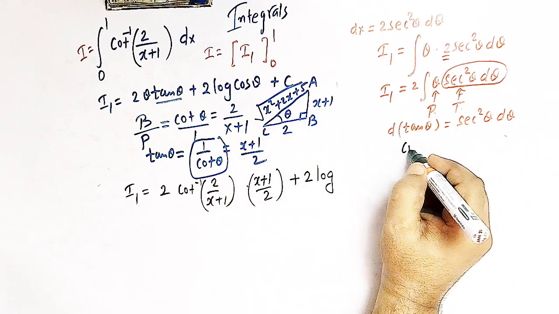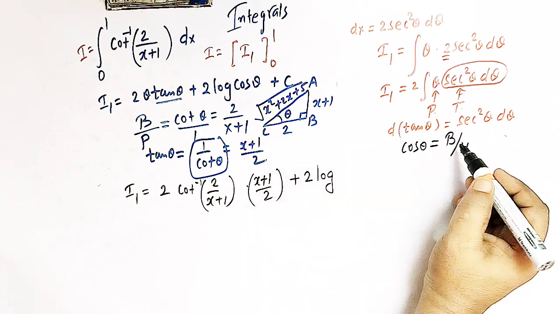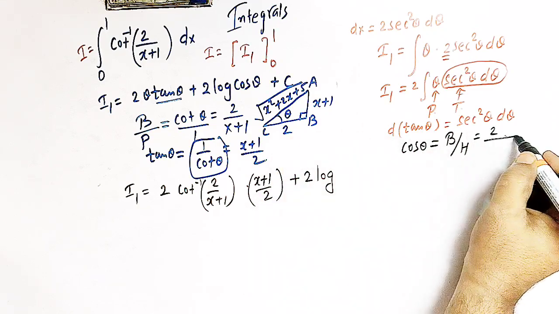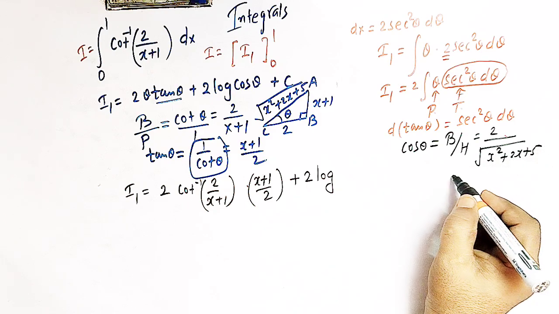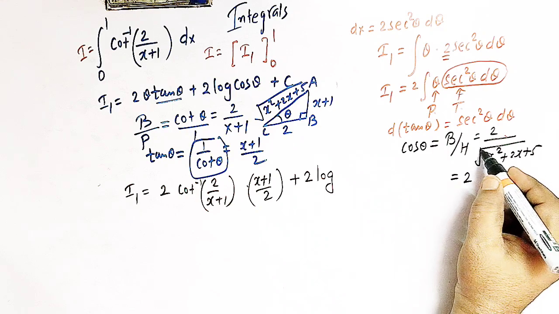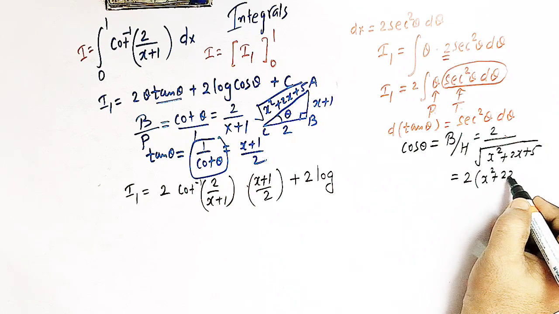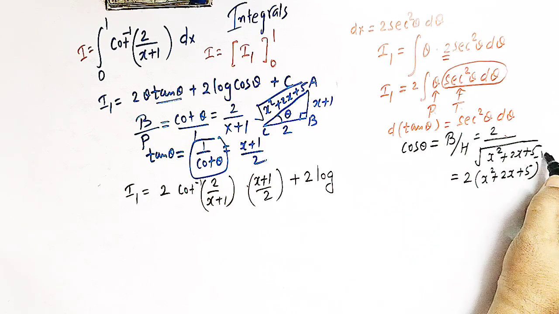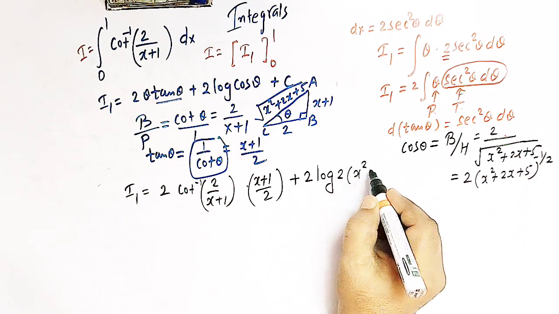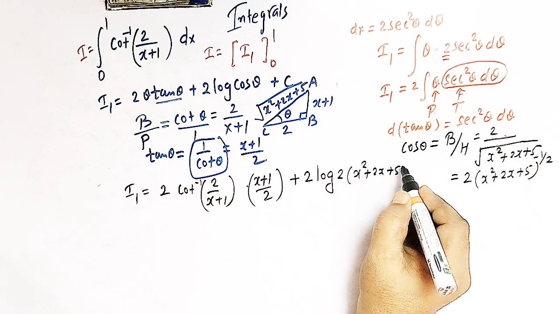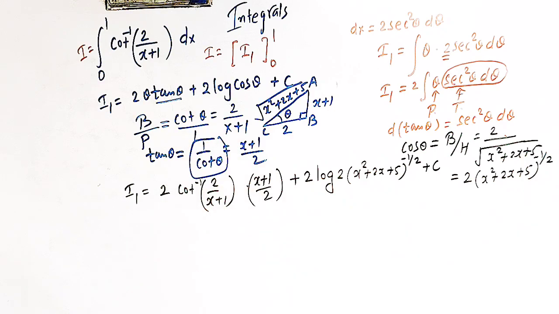So cosine theta is given by base over hypotenuse, right? So the base is 2 and the hypotenuse is square root of x square plus 2x plus 5, right? So we can take this square root term to the numerator. We can write x square plus 2x plus 5 raised to minus half. So here we can write 2 times x square plus 2x plus 5 raised to minus half, and c is our constant of integration.